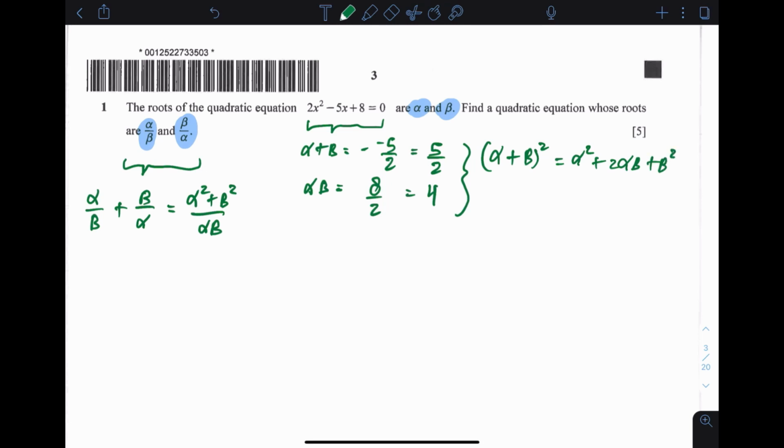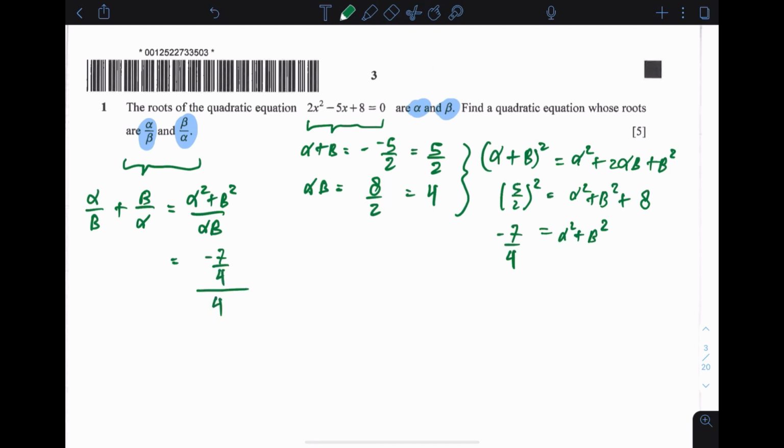Put in the numbers, so I'll get 5 over 2 bracket squared equals alpha squared plus beta squared plus 2 times alpha beta, meaning 2 times 4, which is 8. Make alpha squared plus beta squared the subject, and that will easily give you negative 7 over 4. Continuing, I'll use negative 7 over 4 divided by alpha beta, which is 4 itself. Hence, I'll get negative 7 over 16. Let's keep this. This will be our sum of the roots.